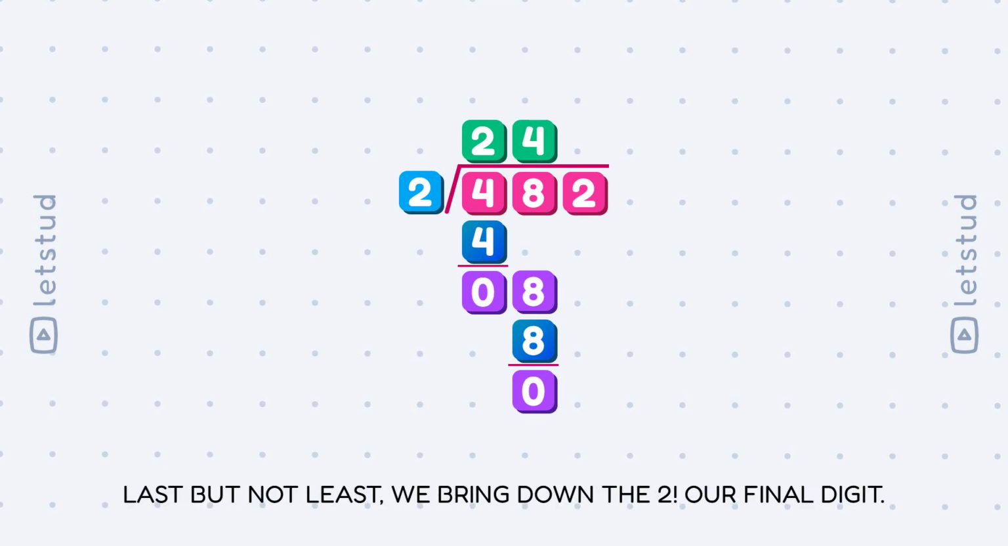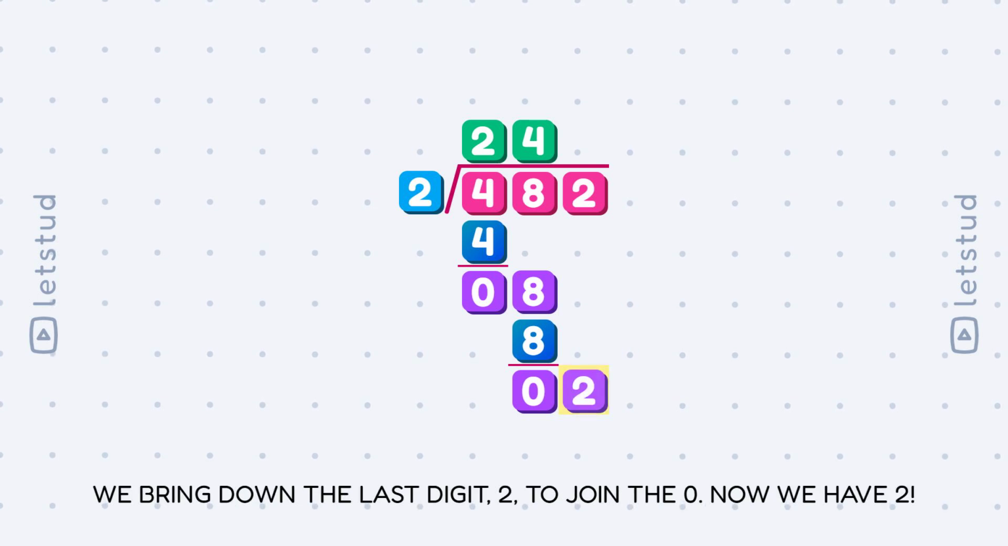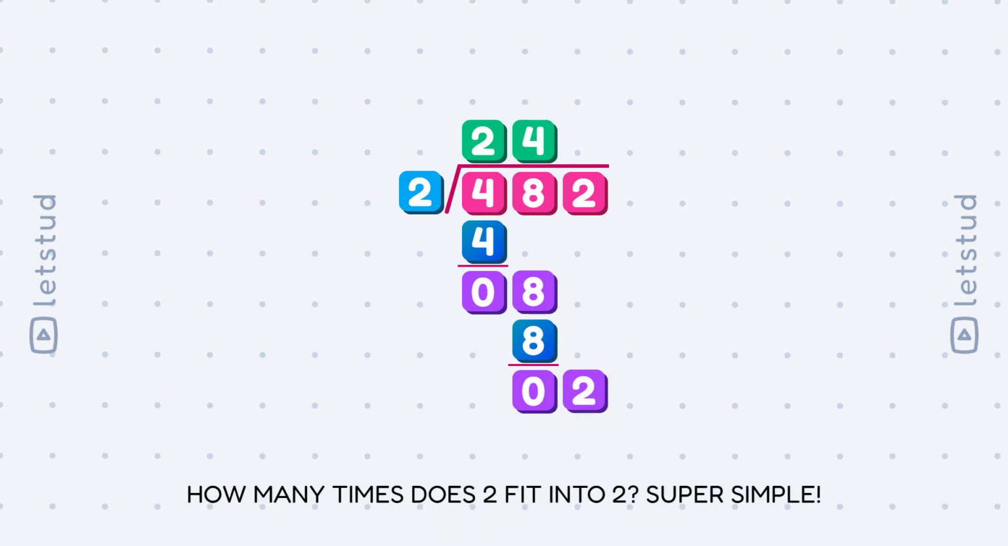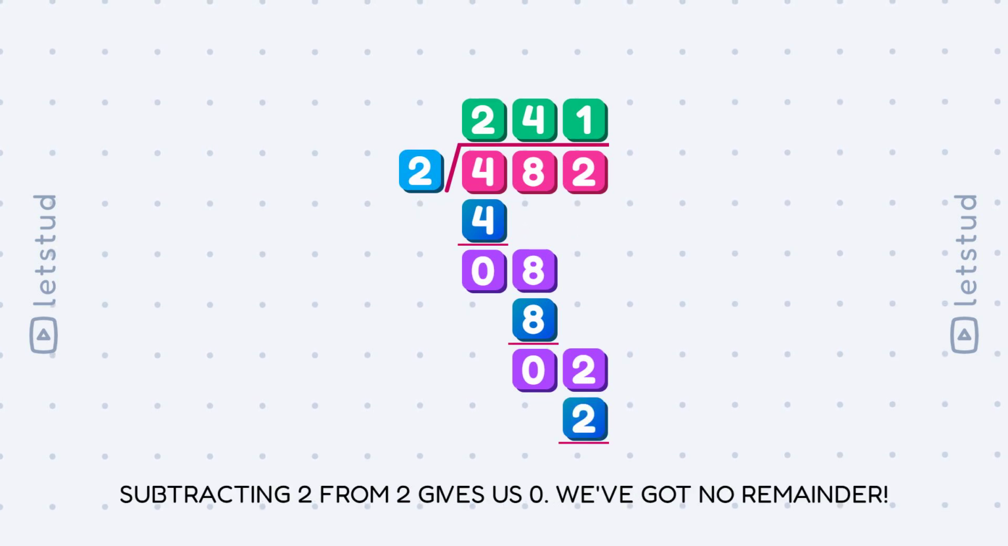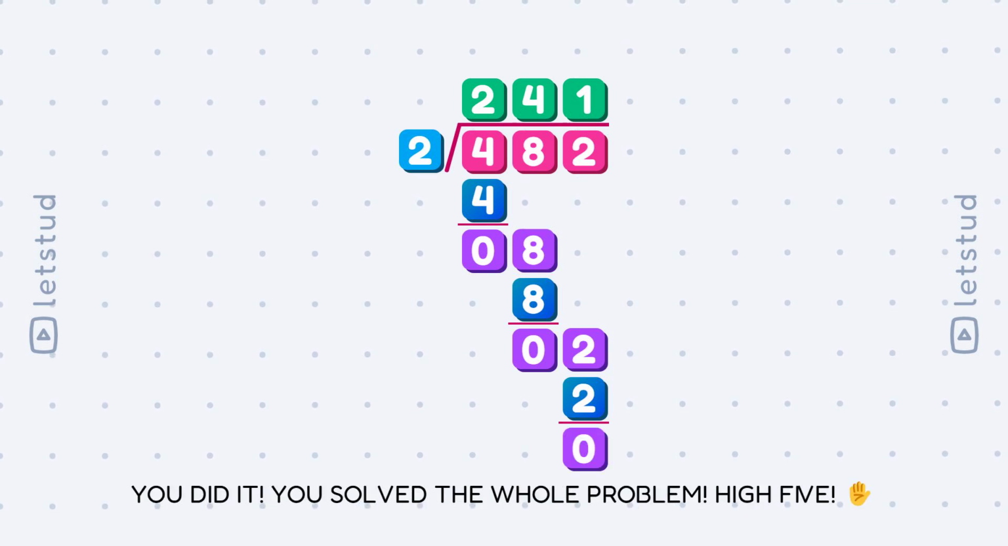Last but not least, we bring down the 2, our final digit. We bring down the last digit 2 to join the 0, now we have 2. How many times does 2 fit into 2? Super simple. It's 1 time because 2 times 1 equals 2. Subtracting 2 from 2 gives us 0, we've got no remainder. You did it, you solved the whole problem, high five.